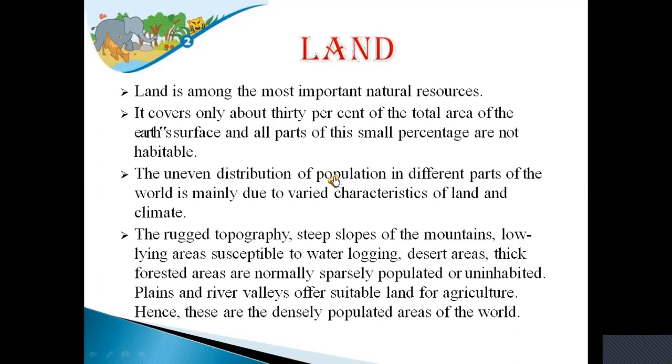are not habitable. The uneven distribution of population in different parts of the world is mainly due to various characteristics of land and climate. The rugged topography, steep slopes of the mountains, low-lying areas susceptible to waterlogging, desert areas, thick forested areas are normally sparsely populated or uninhabited. Plains and river valleys offer suitable land for agriculture. Hence, these are the densely populated areas of the world.